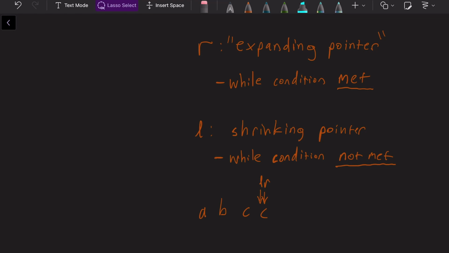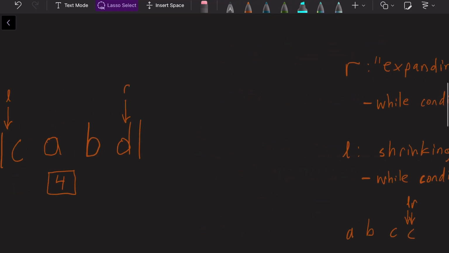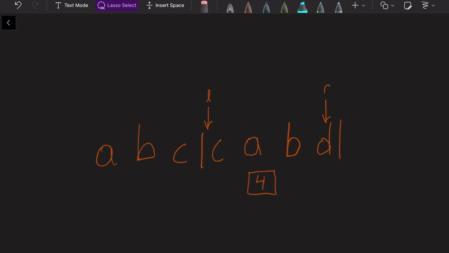So we have a right expanding pointer that expands while a condition is met, and we have a left shrinking pointer while that condition is being violated. The sliding window is all about having two pointers that move depending on whatever condition you're interested in.